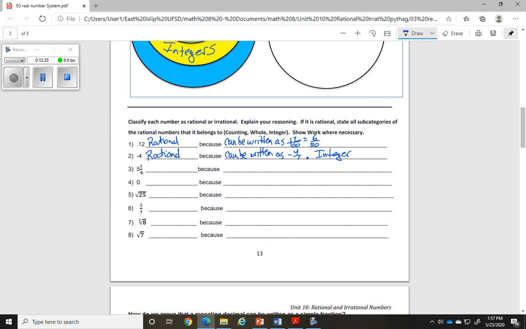5 1/4. I'm going to come over to the side for a second, and I'm going to change that to an improper fraction. It can be written as 21 over 4. So that makes it rational. And it doesn't have any other subcategories. It really is just rational, but this is a fraction. So that's why we called it rational. 0 is rational because it can be written as 0 over 1. It's a whole number. It's also an integer.